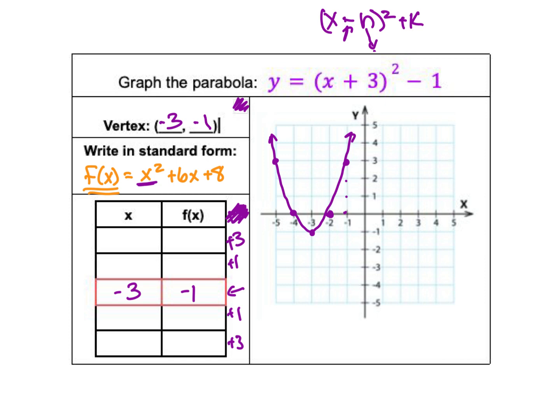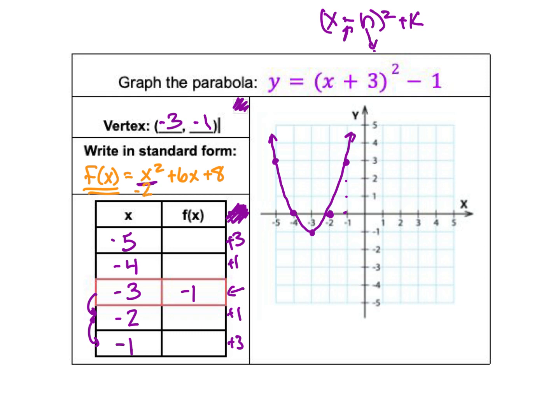But you could also just say, okay, I want to go backwards 1 and forwards 1. So backwards 1 would be -4, forwards 1 would be -2. Then backwards 1, -5, and forwards 1, -1. So all I did was I went 1 this way, 1 the other way. And then I can take those numbers and plug them in. So I can go ahead and put -2 in for x.